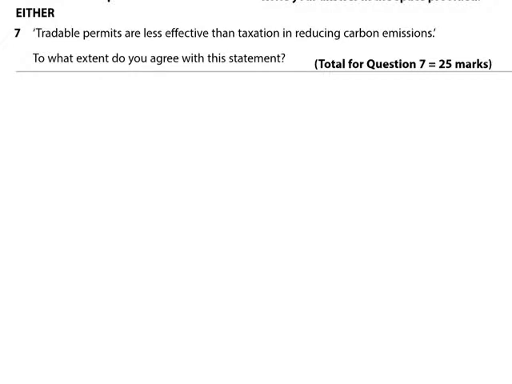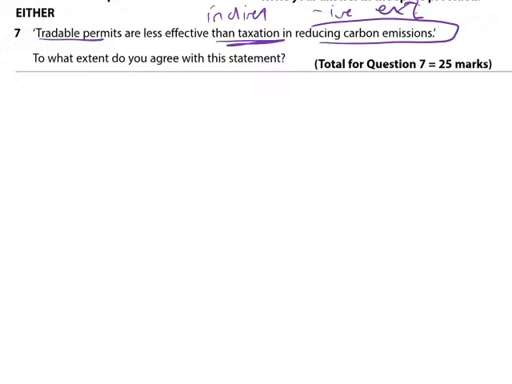Okay, there was a choice in the last question, which was either between tradable permits and taxation in terms of reducing carbon emissions. Now, if you did this question, this is a micro question, and the reason you know it's a micro question is that reducing carbon emissions are a negative externality, and tradable permits are one of the solutions to negative externalities. If it says taxation, this is micro tax, so it's talking about indirect taxes to reduce consumption.